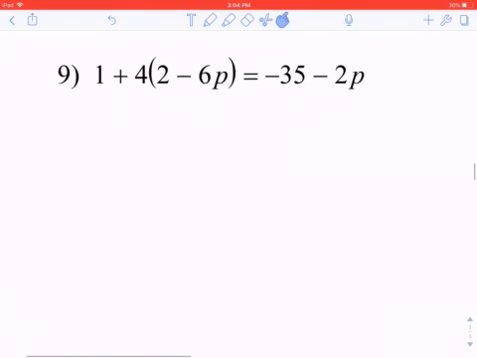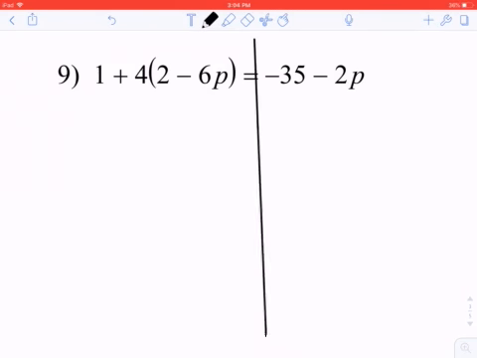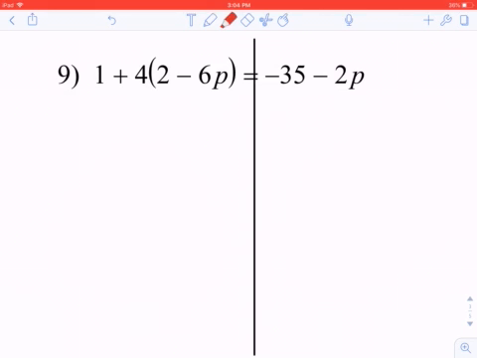Continuing to up the complexity, we are looking at quite a large problem, but we will take it step by step and work it down to a two-step equation that then we can easily solve. The first thing we want to do is take care of this 4 that is multiplying the quantity 2 minus 6p. I'll work from left to right and rewrite my work as I go.